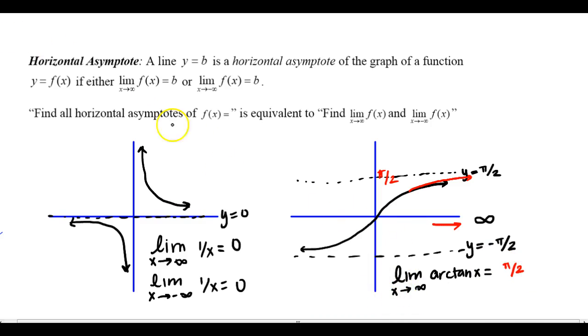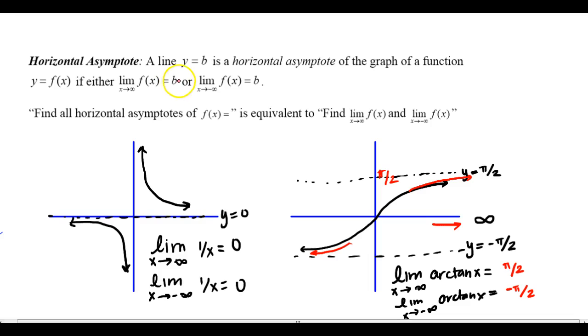And we can do the other limit, as we approach negative infinity of the arctan or tan inverse function, and we get closer and closer this time to negative pi over 2. So when we get two different answers, it means we have two different horizontal asymptotes. It's important to know that when a question asks you to find all horizontal asymptotes, it really means find the limit as x approaches positive and negative infinity. And formally, a horizontal asymptote is when a limit at infinity equals a particular real number value.